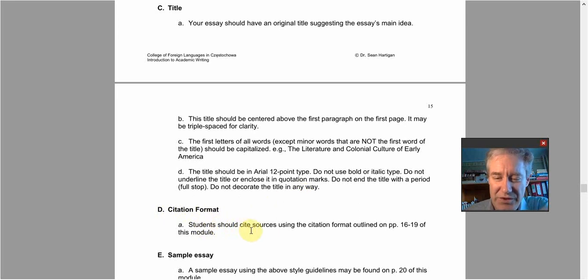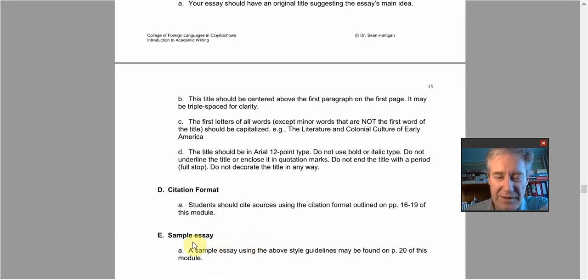Okay, it says students should cite sources using the citation format outlined on page 16 and 19 of this module. Okay, we're going to come back to that idea of citation formats in a minute. But it does say you have to use the citation format that is in Module 2, pages 16 to 19. Okay, so citation format, what this means is how you handle footnotes and bibliography, information about your sources. You have certain rules to follow. And this style sheet says you have to use the rules in this module.